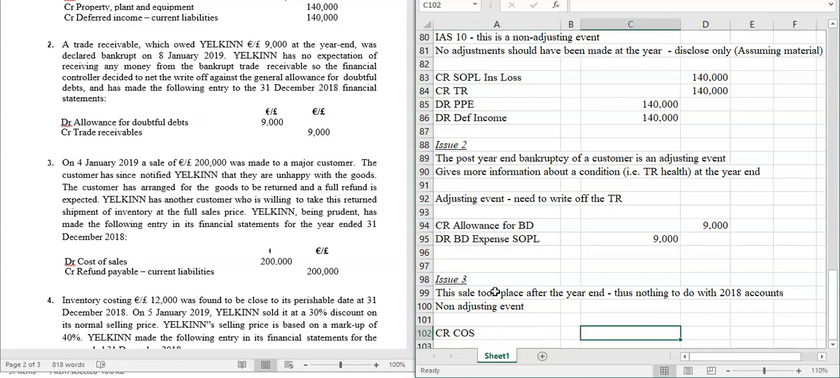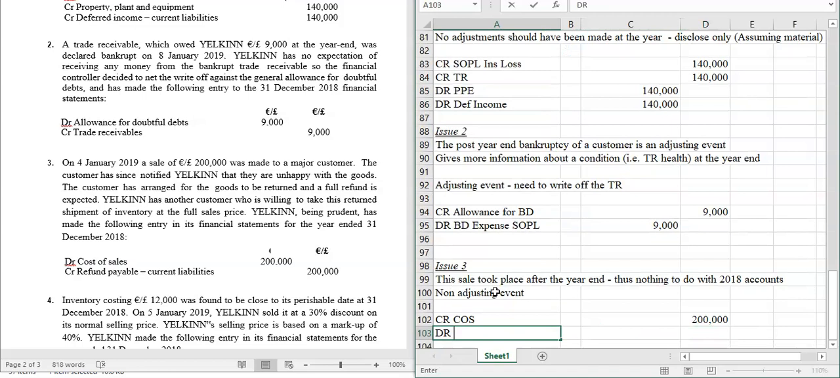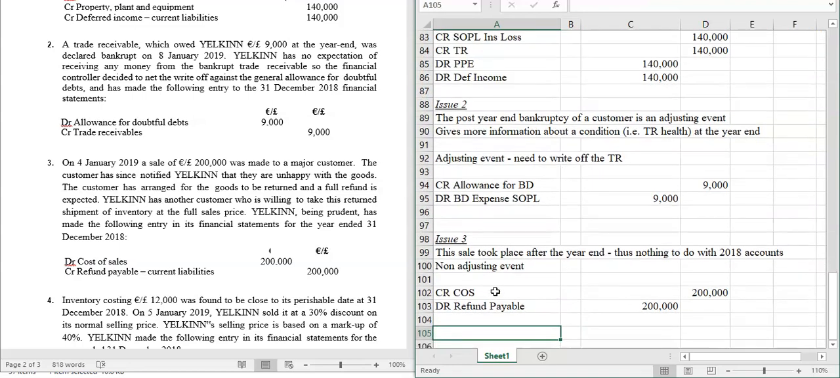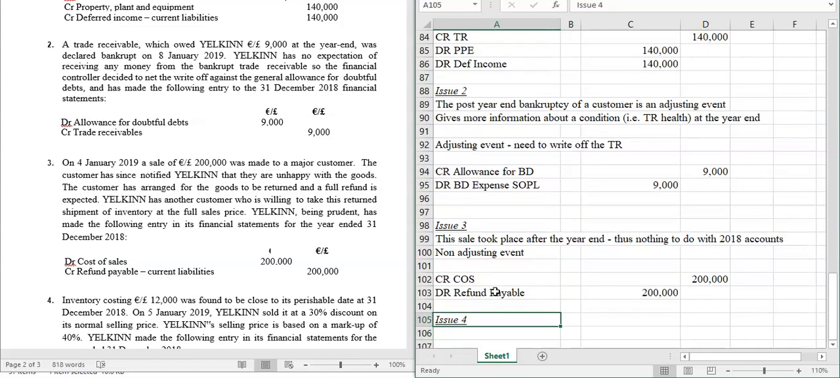You're going to credit cost of sales, 200,000 to reverse it. Bring that over. And you're going to debit refund payable. Because again, that shouldn't have been made at all. It actually had nothing to do with that year. All of those transactions and that condition were after the year end. So just watch your key dates to make sure you don't make a mistake in them. And that brings us then to issue 4.